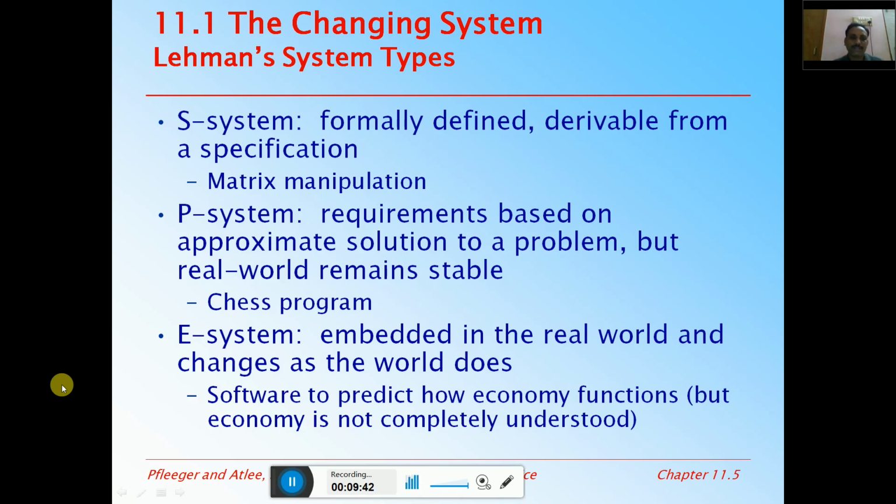The first one is the S system. An S system is formally defined and derivable from a specification, for example matrix manipulation. Meaning that in S type systems, we well understand the specifications and we well understand the solutions. For better understanding, if I give you a problem to write a C program to implement bubble sorting, the problem is very clear. You need to write the bubble sort, and you already know the solution, the logic for the bubble sort.